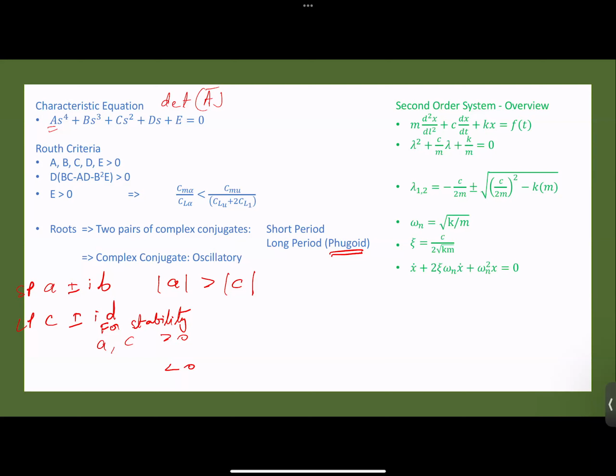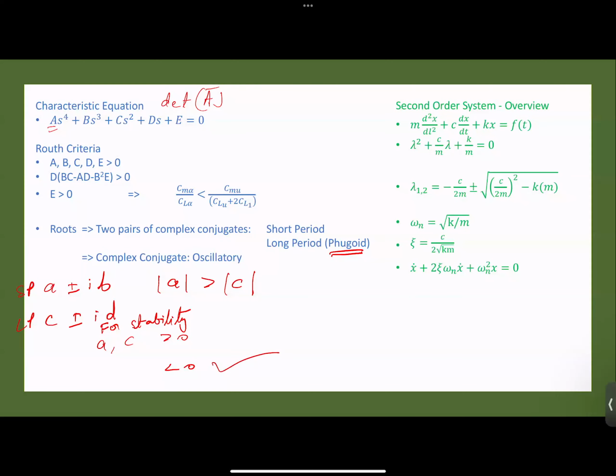For stability, they should be negative. Only then it will be stable. Otherwise, it will keep diverging. It will be unstable. Even if one of the real parts of the roots is positive, it will be an unstable system.